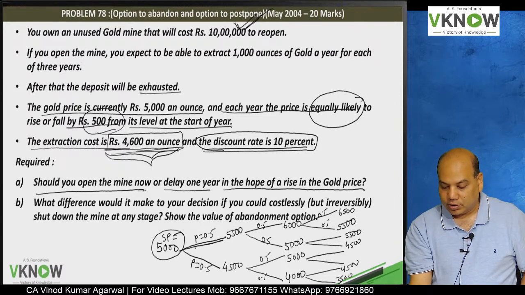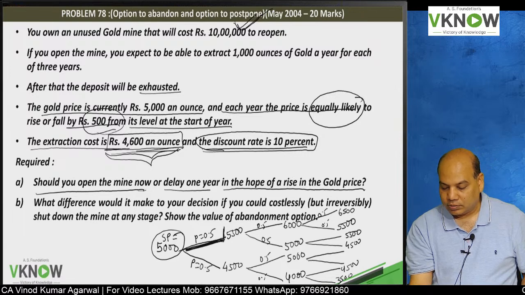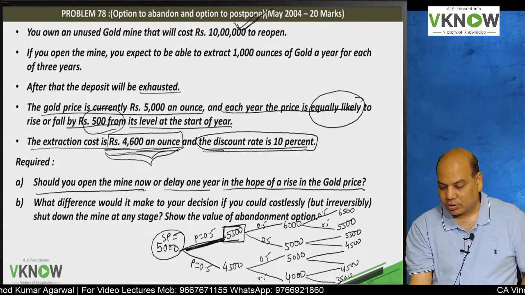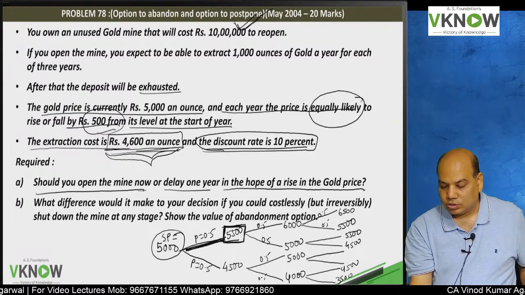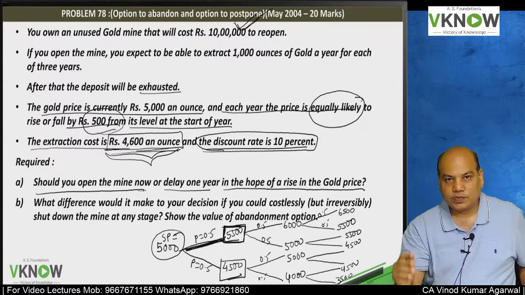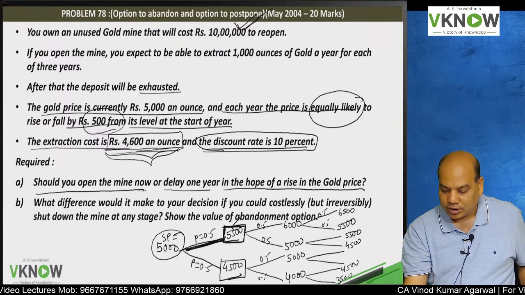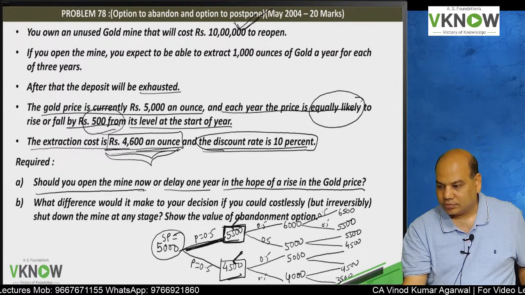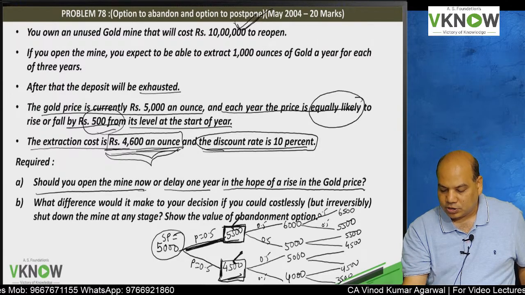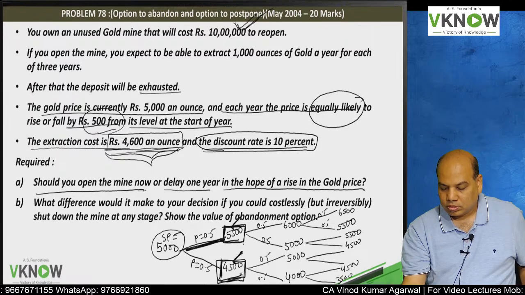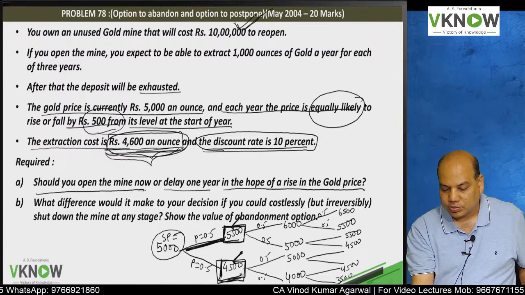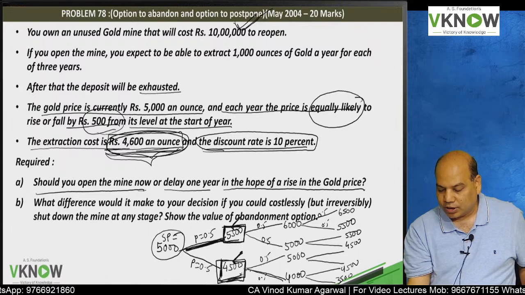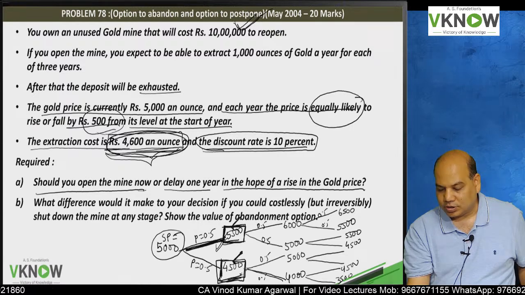But if you wait for 1 year, you will have more clarity. After 1 year you will get to know whether the gold price is 5500 or 4500, because if you wait for 1 year you will reach either here or here. If you reach 4500, whether you will open the mine or not, your cost of extraction is 4600. So you will have to check, and if it is 5500, it is very high compared to the cost of extraction.